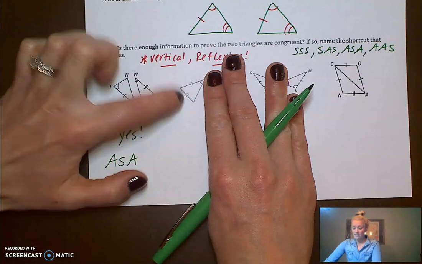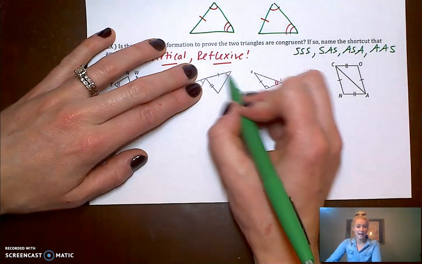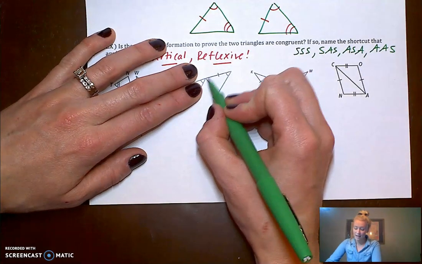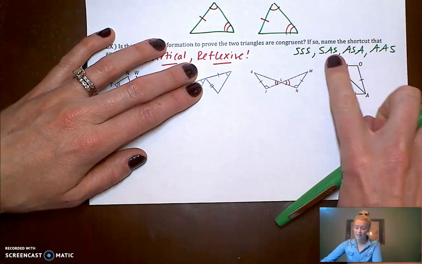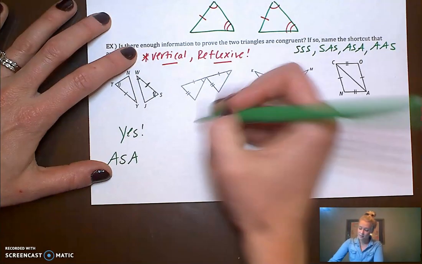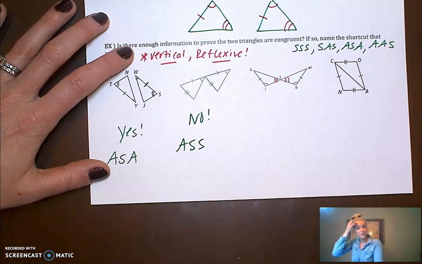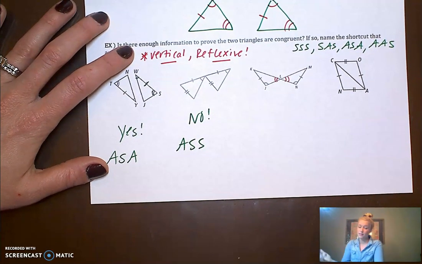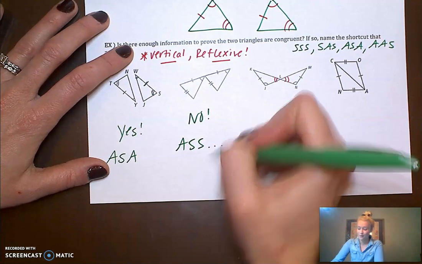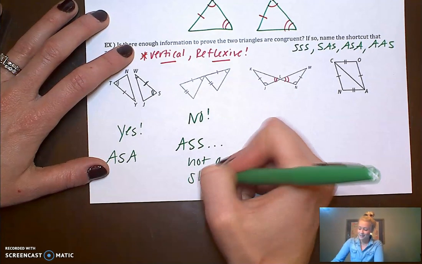SSA or ASS. Same thing over here. ASS is the order. It's not the angle between these two sides, so it's not side, angle, side. This one is ASS. And yes, I just wrote profanity on my notes. This one would be way too much fun if it was a shortcut. It doesn't work.